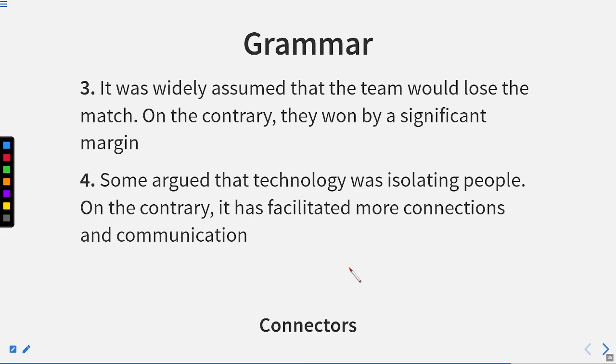It was widely assumed that the team would lose the match. On the contrary, they won by a significant margin. Some argued that technology was isolating people. On the contrary, it has facilitated more connections and communication. So, this is how we can use on the contrary. Now, let us read another example.